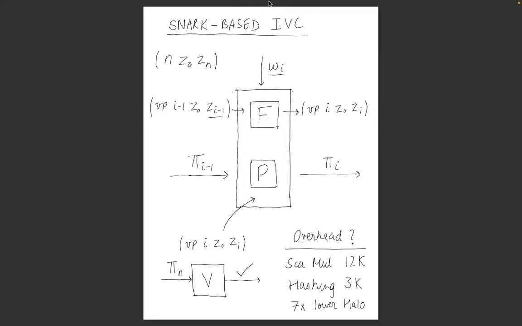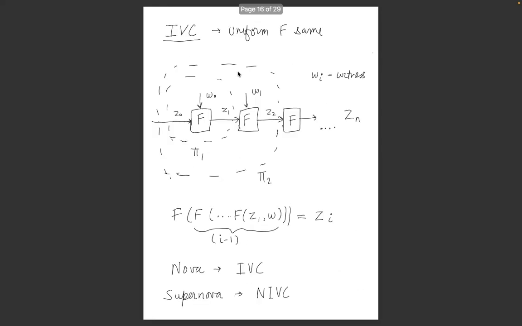So this is a SNARK-based IVC. What do we mean by SNARK-based IVC? To prove that this computation was done correctly at each step, we can output a proof at each step of this computation. So for the initial input z0 and omega naught, which gives out z1, we can put this inside a zk-SNARK and provide a proof that this computation was done correctly.